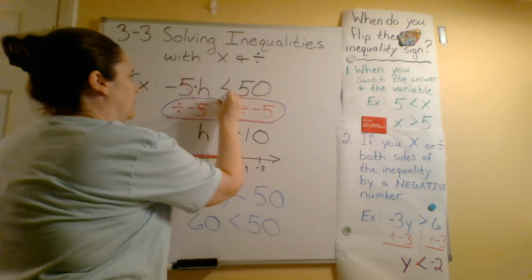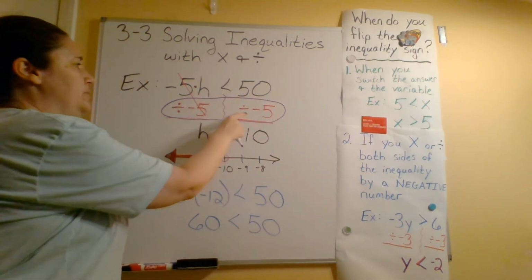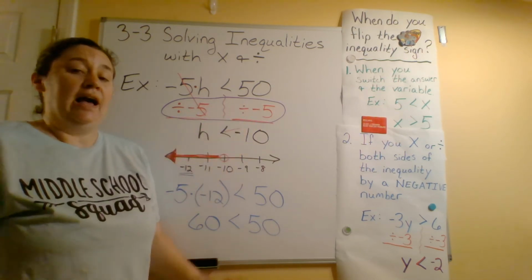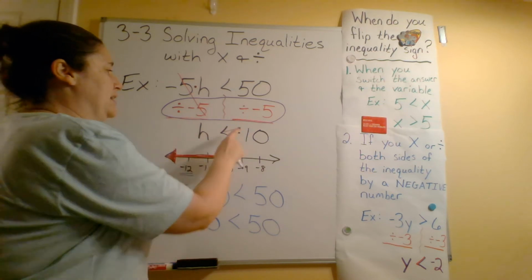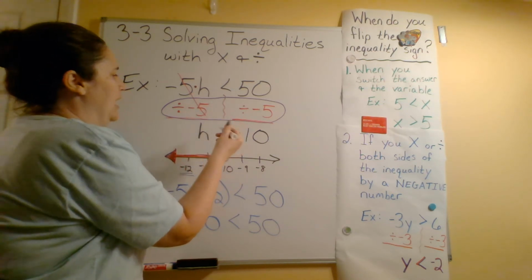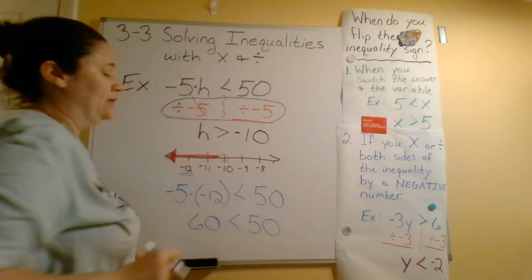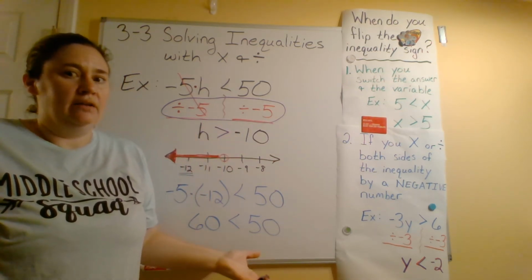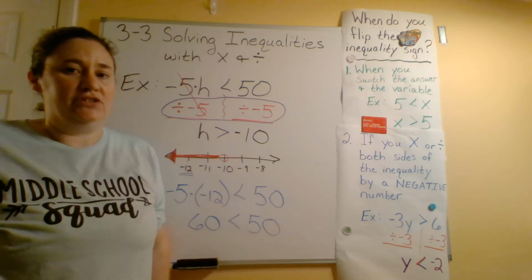Right here, I divided both sides by a negative 5. Since I divided both sides by a negative number, I can't have less than anymore. I have to switch it to greater than. I know you're asking yourself, why? That's stupid. Why do we have to do that?